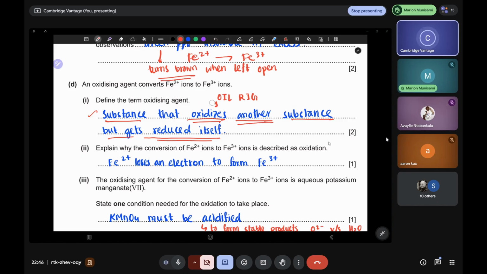Or you can also write removes, to be honest. Removes e minus from another substance and gains the e minus itself. So there's two ways of defining oxidizing agent. Either one is fine.